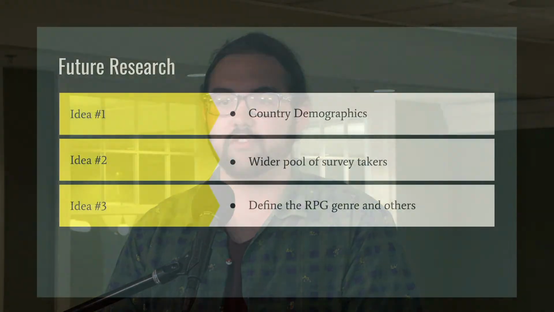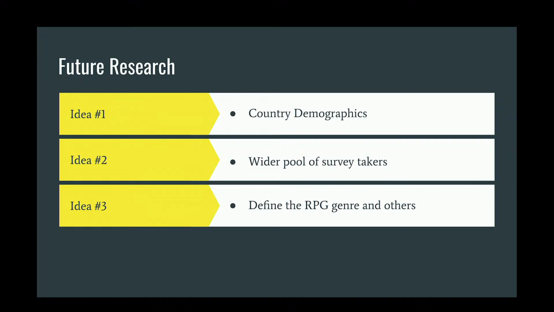For future research, we would like to look into country demographics, just because we're interested in seeing what trends are there. We would also like to look into a wider pool of survey takers, just so we can have more accurate research. Around 300 to 500 should do. And we would like to define genres, for instance, an RPG, role-playing games. There's a lot of contention on what a role-playing game is, so we want to look into that. Same thing with cozy games.